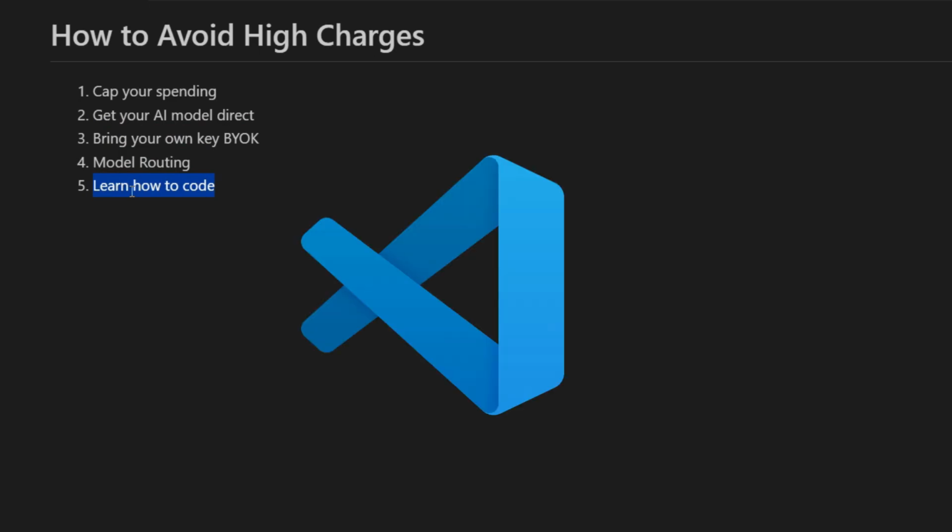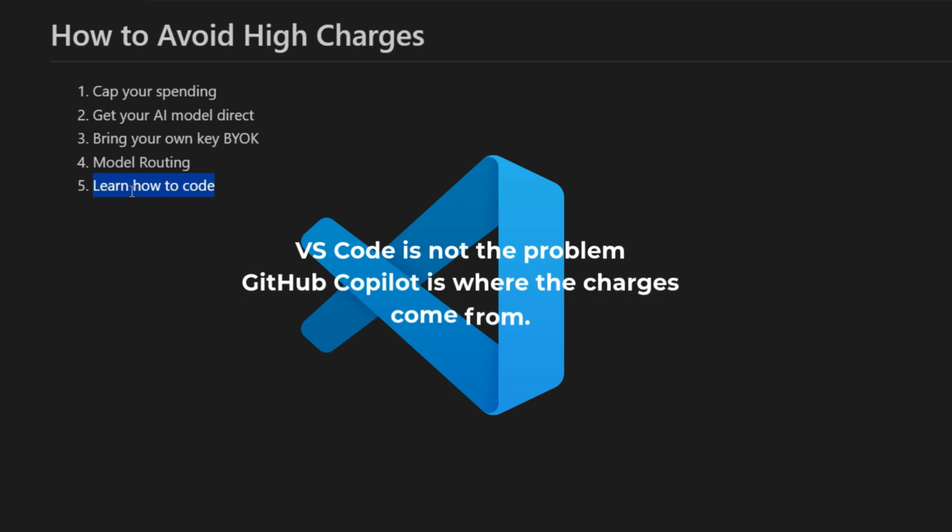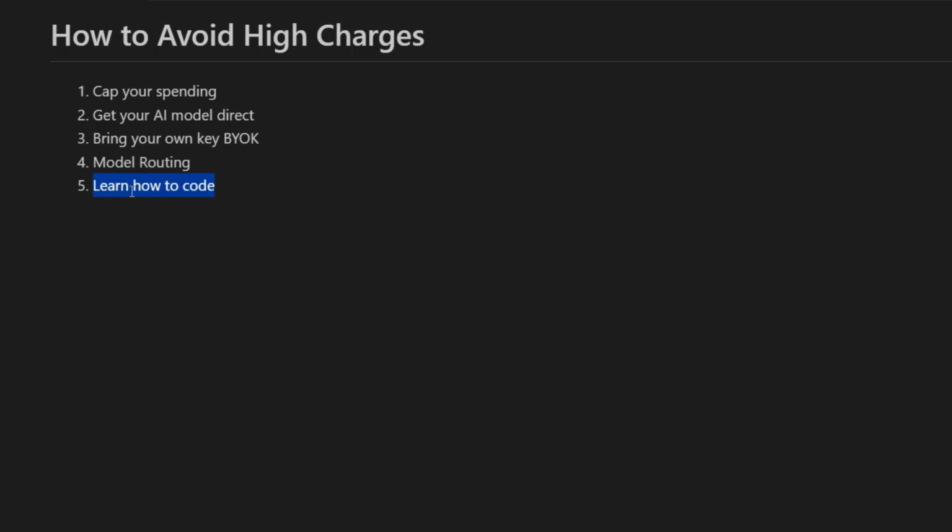Remember, Visual Studio Code is not the problem. You can still use that. It's GitHub Copilot where the prices come from. And if you know how to handle it, you can still continue with your good editor, Visual Studio Code. So let's get started.